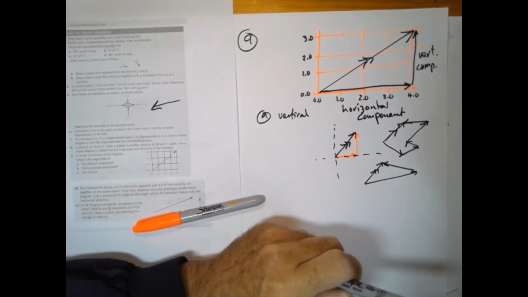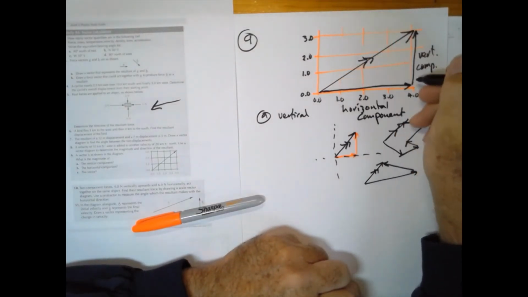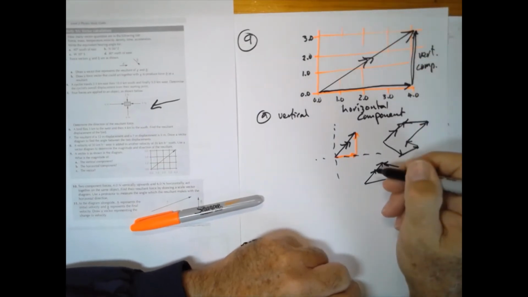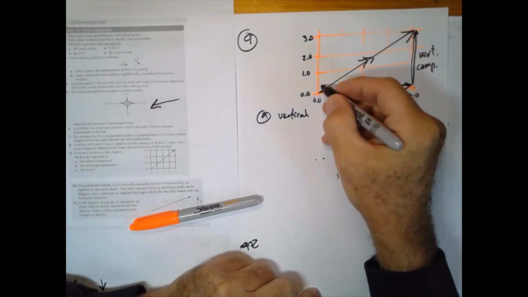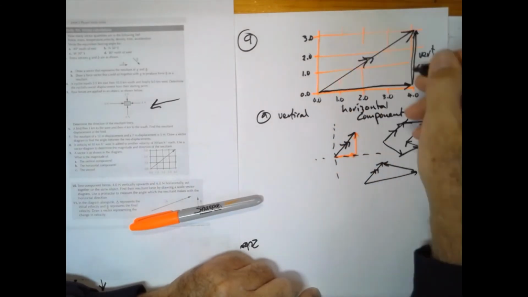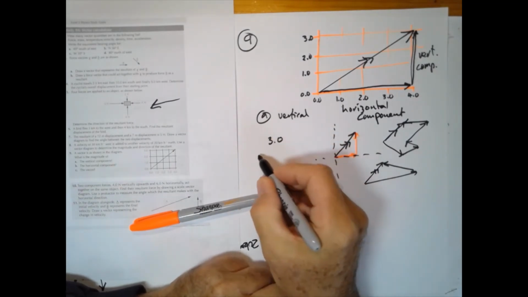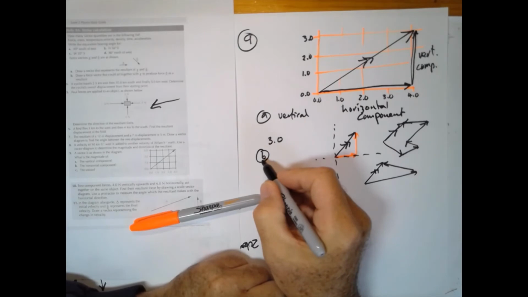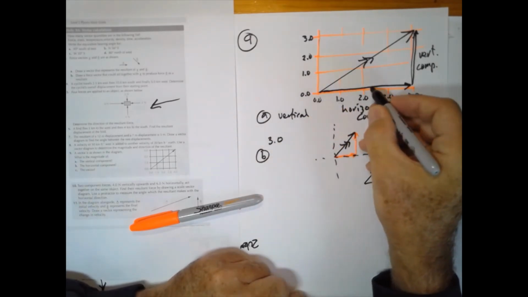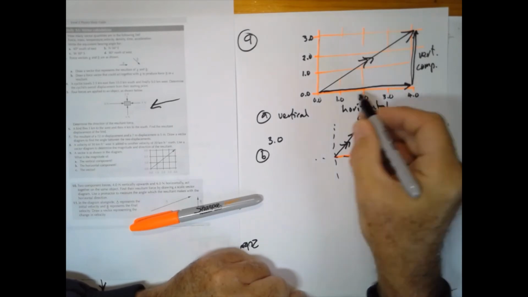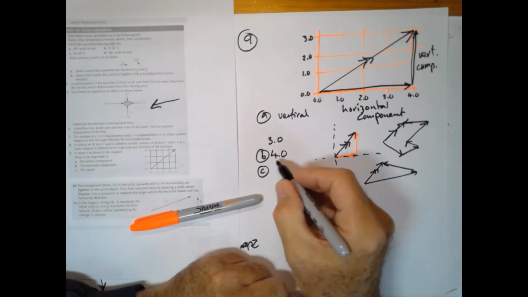So question A is, what is the vertical component of this vector? We need to find this length here. To find this length, we can just read it off. It is 3 units. So the vertical component is 3.0. B, what is the horizontal component? The horizontal component is this vector here, which is a length of 4. And C, what is this length here?